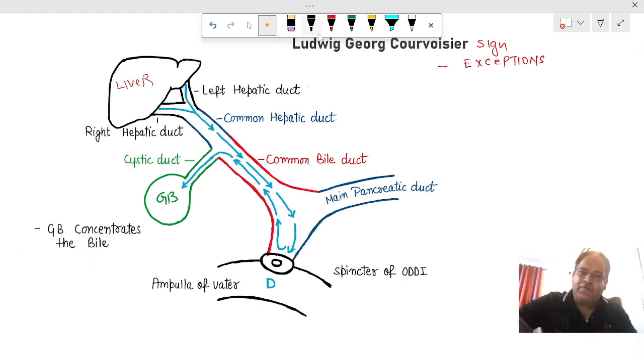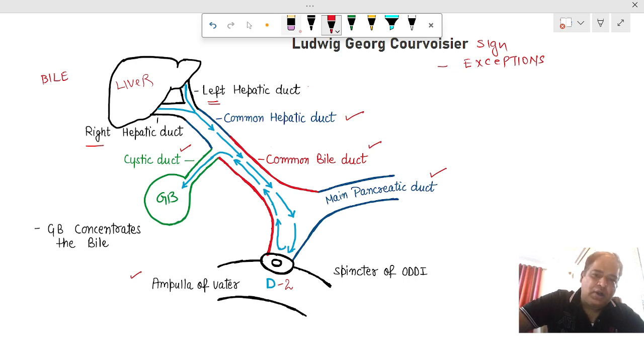Right. So liver will produce bile, and it will secrete the bile into right hepatic duct and left hepatic duct. Now both of them fuse with each other to form common hepatic duct. This common hepatic duct will fuse with cystic duct to form common bile duct, which in turn will fuse with main pancreatic duct, and then they open in the second part of duodenum at the ampulla of Vater. Now there is a sphincter, the sphincter of Oddi, which remains closed.